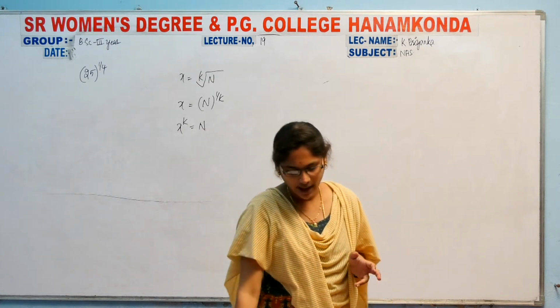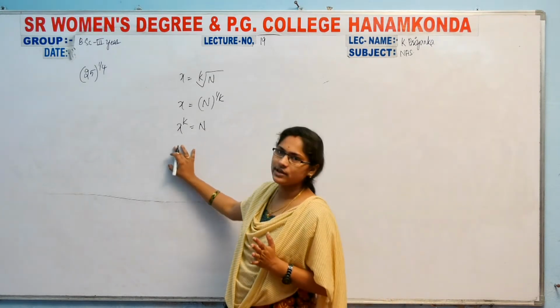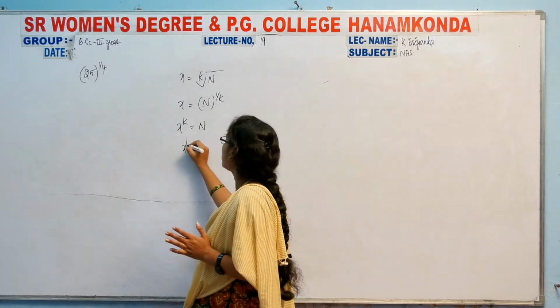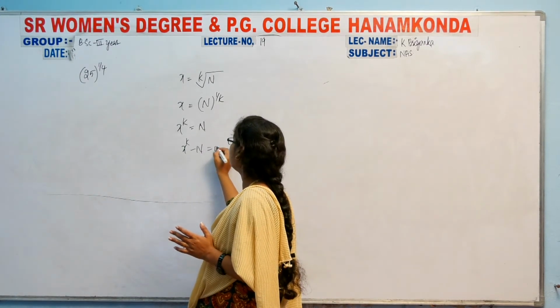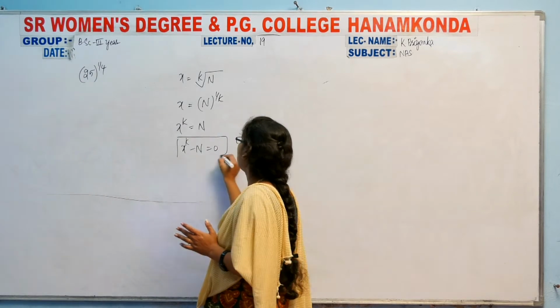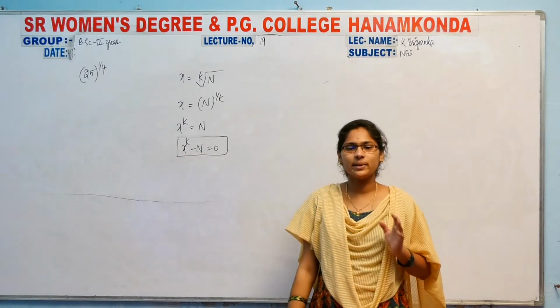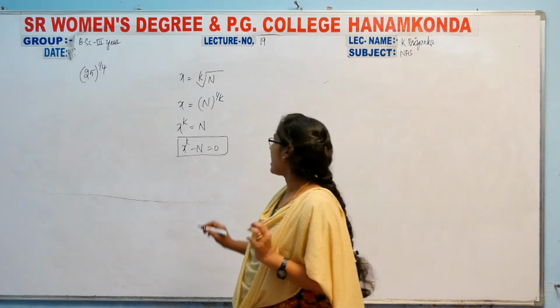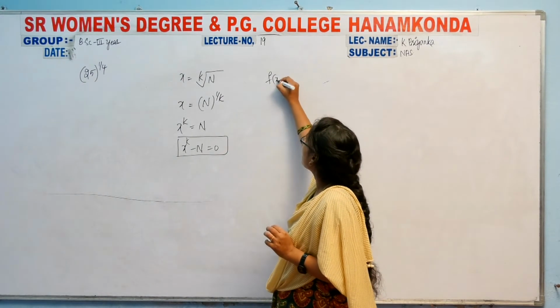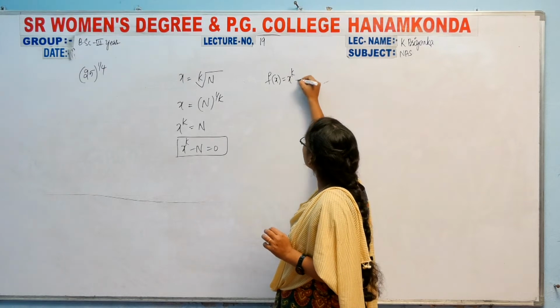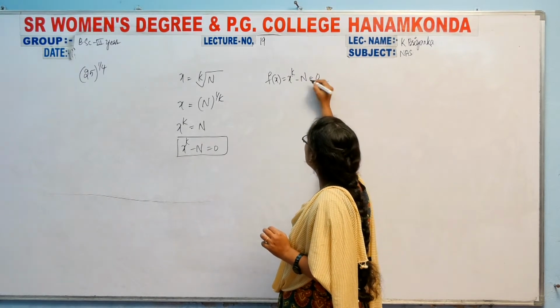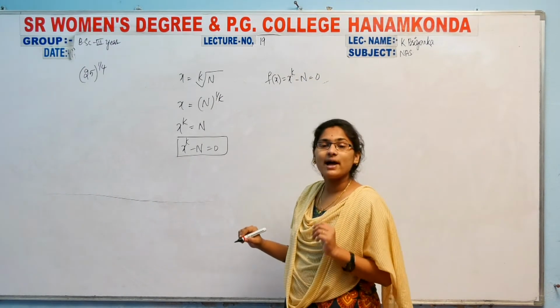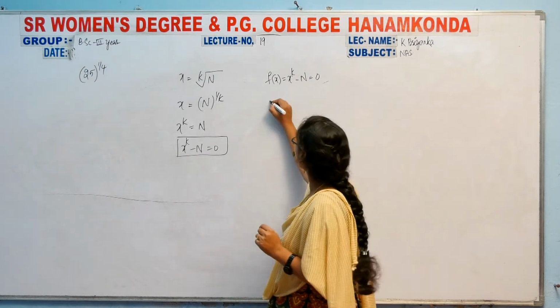So now I take the equation x power k minus N is equal to 0. Now we have to consider f of x equal to x power k minus N equal to 0. Then what will be the value of f dash of x?